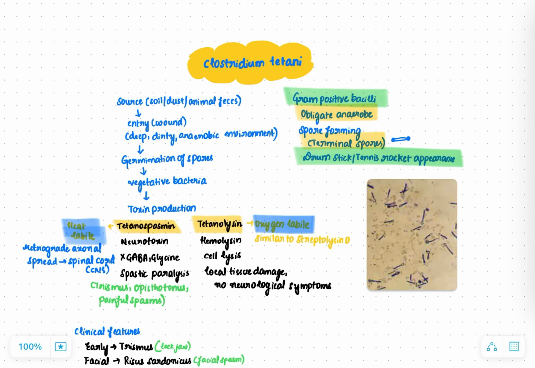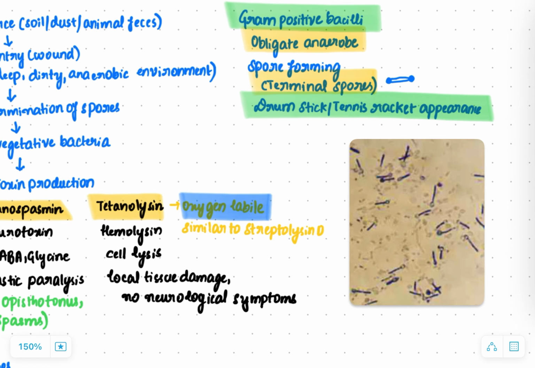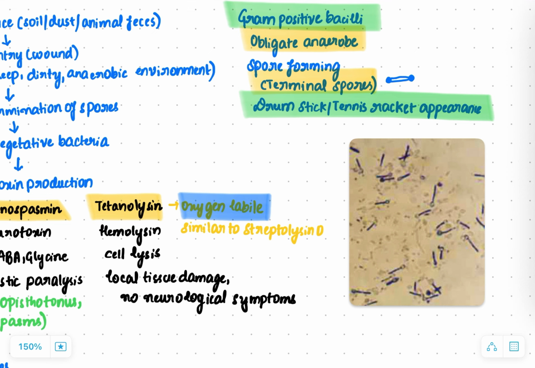Hello everyone, in this video we are going to discuss Clostridium tetani. Clostridium tetani is a gram-positive bacilli and an obligate anaerobe. So it needs a strict anaerobic environment for growth, and it is spore forming, with terminal spores. The spores will be present at the edges. Because of these terminal spores, it gives a drumstick or tennis racket appearance, as we can see in this picture, which is a gram-positive organism with terminal spores.